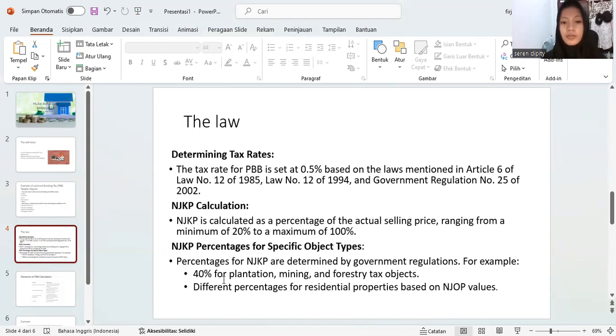For example, 40% for plantation, mining, and forestry tax objects. So plantation, mining, and forestry tax objects get 40% of the percentages. There are different percentages for residential properties based on NJOP values.